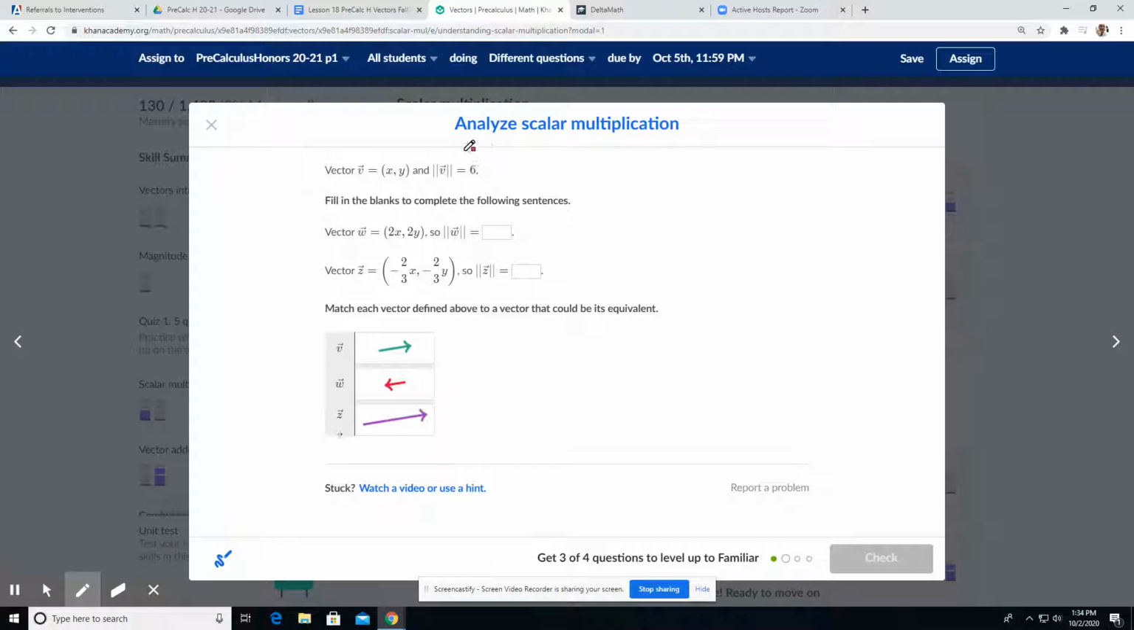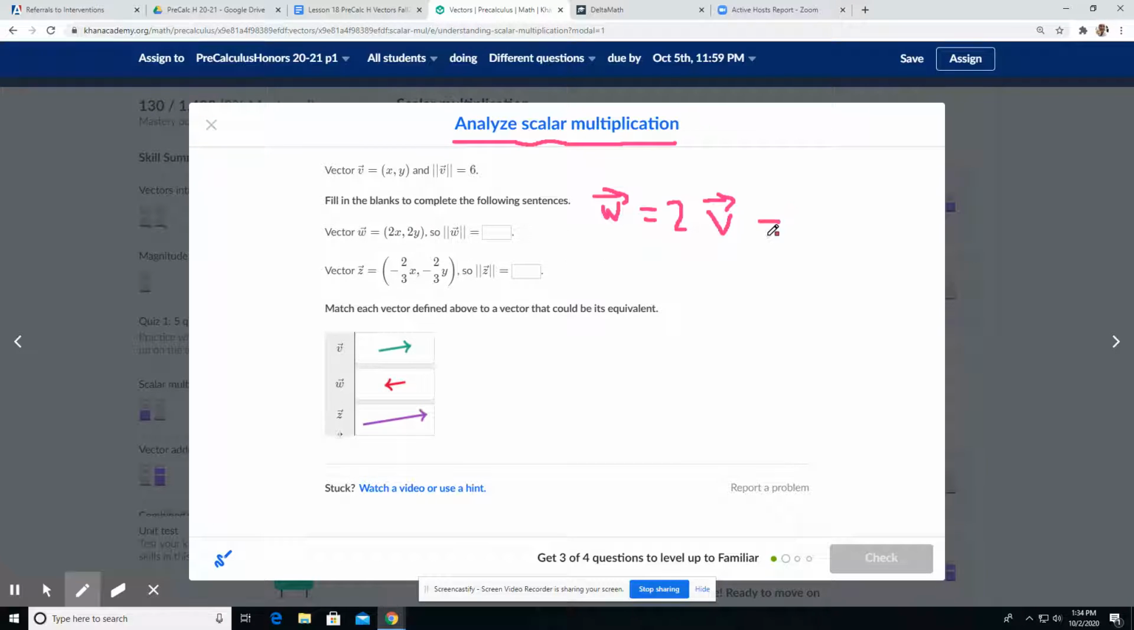We are continuing with our scalar, and now we're asked to analyze using the scalar multiplication. We're given a vector right here and its components of change in x and change in y, and its magnitude is 6 units long. Fill in the blanks to complete the following sentences. So vector W is equal to 2 times vector v. Notice that it's like a 2 has been distributed to each part here.